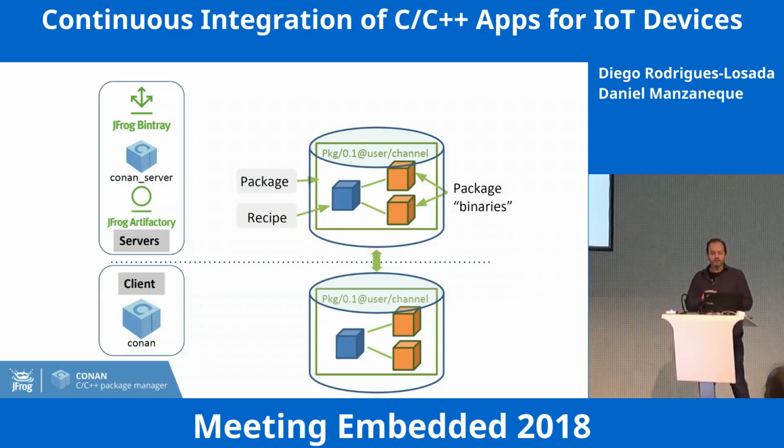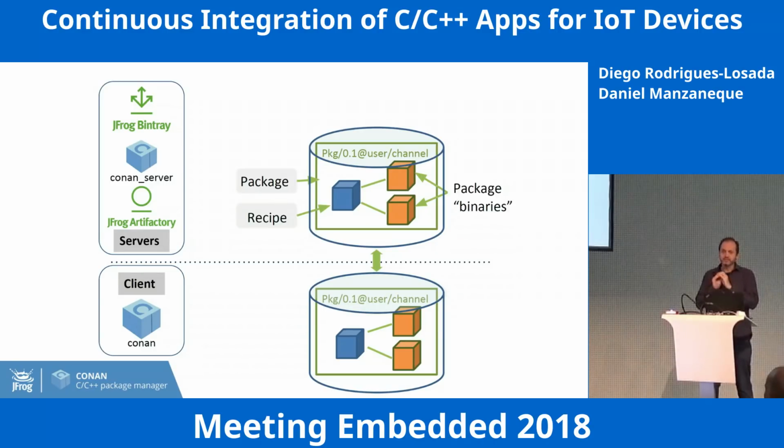The Conan model to handle our binaries is, first, it is decentralized. It's the same model as Git. You can get binaries and packages from one remote server and upload them to your own remote server and have that kind of copy there. And you can have as many remote servers as you want.